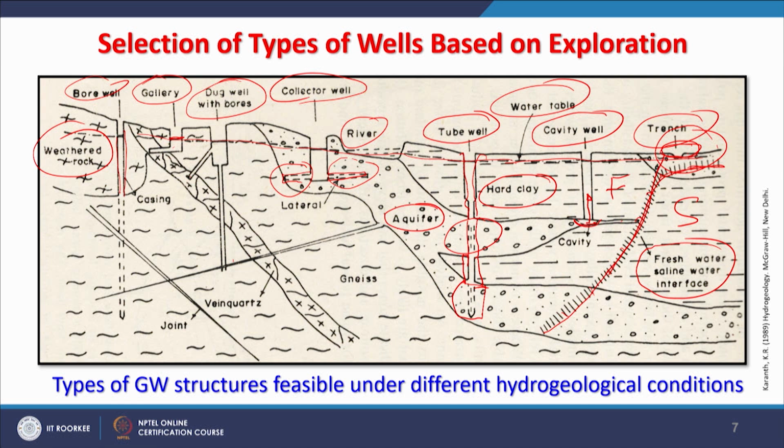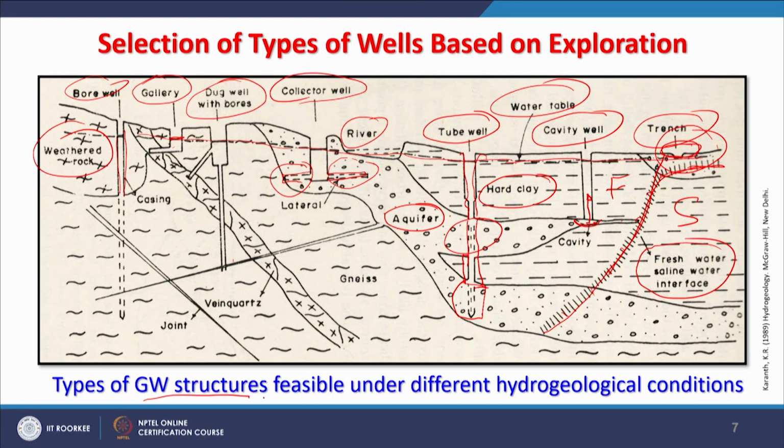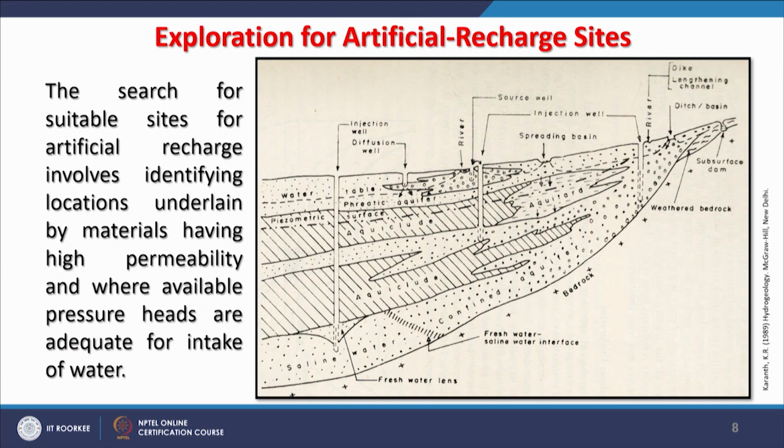So, these are the various types. This is not an exhaustive list, these are only the major ones which we can discuss. But as I have said, each and every site is unique, not only geologically and hydrogeologically, but on the surface as well as the subsurface. Therefore, the type of well should be chosen accordingly. Only some types of groundwater structures which are feasible under different hydrological conditions have been discussed here.